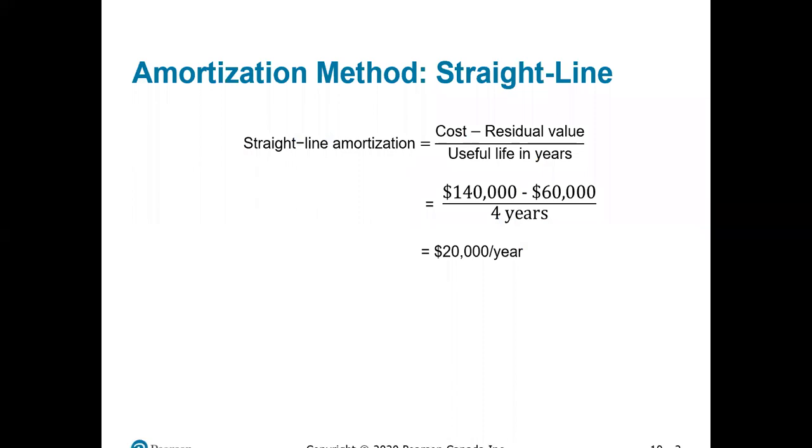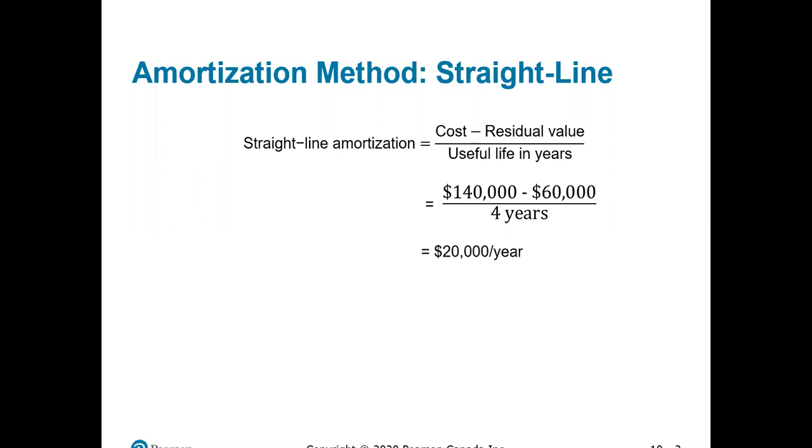Okay, just to refresh ourselves, what we talked about in class, straight line amortization is calculated by taking the cost minus the residual value divided by the useful life in years. And there's the calculation in front of you. We know that the cost is $140,000. We know that the residual value of the truck is expected to be $60,000. So we take 140 minus 60, which is $80,000, divide that by 4 to arrive at amortization expense of $20,000 a year.